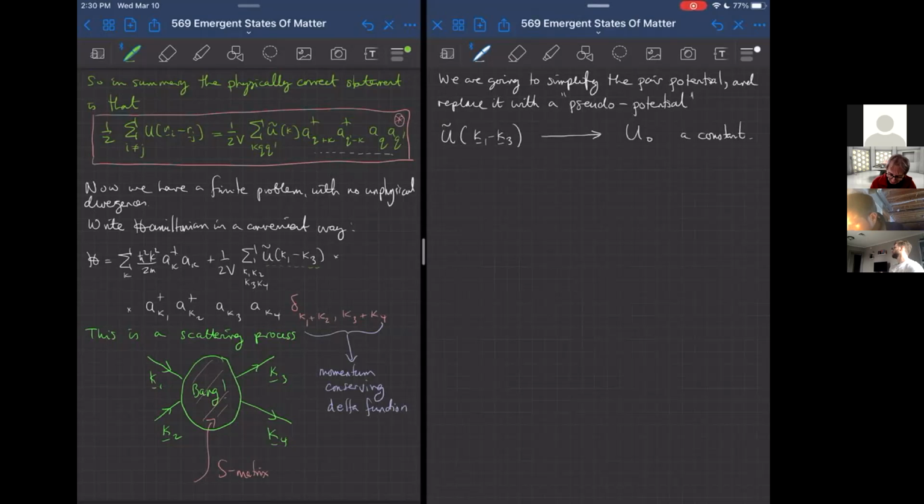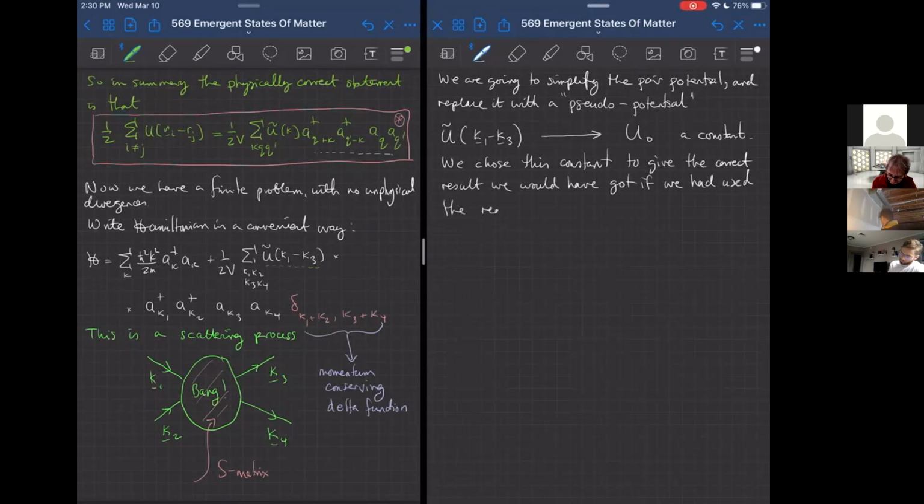So the trick is that we're going to choose this constant so that it gives the correct two-particle amplitude in perturbation theory. So let me unpack that and explain what I mean. We're going to choose this constant to give the correct result we would have got if we had used the real potential in the Born approximation for scattering theory.